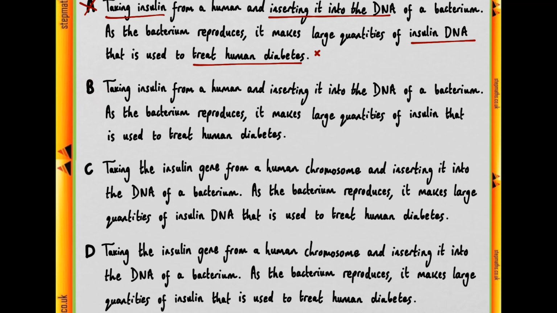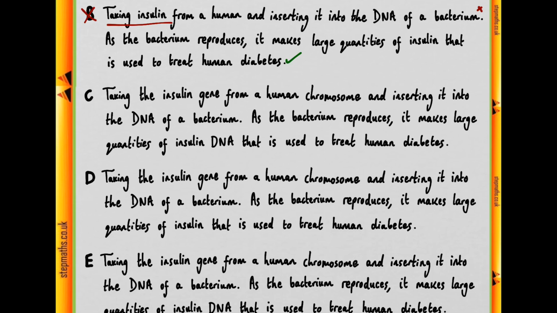Let's move on to statement B, which says that taking insulin from a human and inserting it into the DNA of a bacterium is what happens. Well, again, as we said, you can't insert insulin, a protein, into DNA of a bacterium. So that's wrong. So we know that B is wrong again. Let's have a look at the second sentence, though. As the bacterium reproduces, it makes large quantities of insulin, the protein itself, that's used to treat diabetes. That part's correct. So even though the statement as a whole is wrong because of the first sentence, we can look out for this second sentence being correct in the other statements.